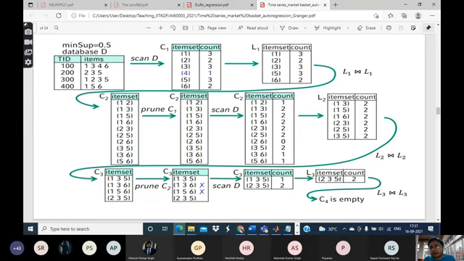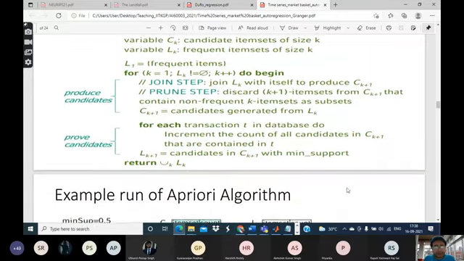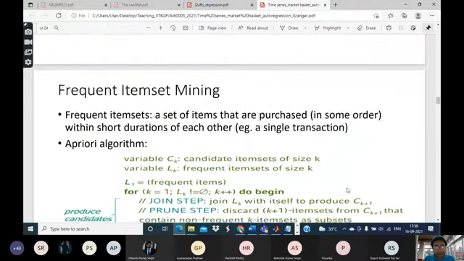Next, after this we will go to 4-tuples, that is tuples of size 4, and again we will prune by their count. So this way, effectively, what we are doing is identifying the frequent item sets of different sizes, and then this will enable us to make the prediction.